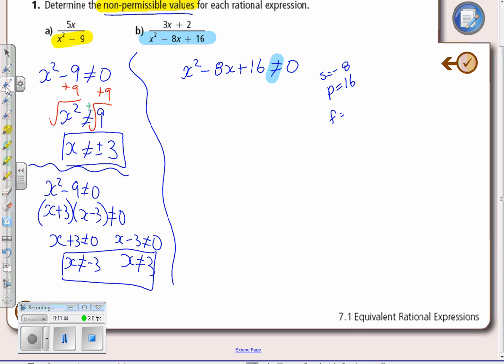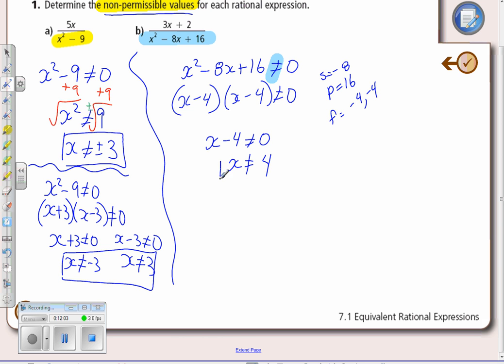So for this one, it's going to be a minus 4 and a minus 4 that we have. So we've got x minus 4 times x minus 4 cannot equal 0. Pull each of them out. Hey, they're both the same. So I only have to do it once. So x cannot equal positive 4. There's my NPV.